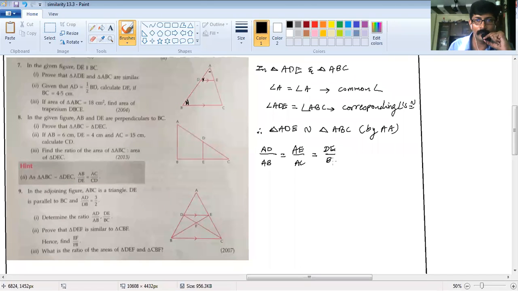And why would DE upon BC be equal? Because corresponding sides of similar triangles are in proportion. Now, if this is the statement, then we got the first part. We got this, our first part. Prove the two triangles are similar.